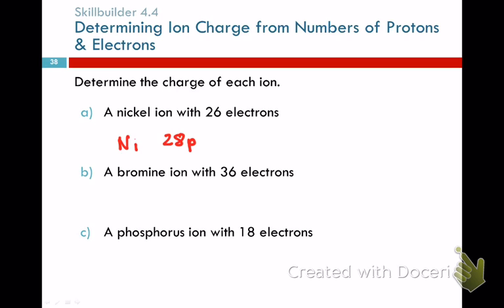+2. Because protons are positive, right? It's got 26 electrons that are negative. So overall, when you add that together, it's +2. So that's nickel. If you wrote the symbol out, it would be Ni 2+. Let's do bromide ion. Actually, you know the answer already, but that's okay. We're going to just do the problem anyway, because it doesn't always come out pretty like this.